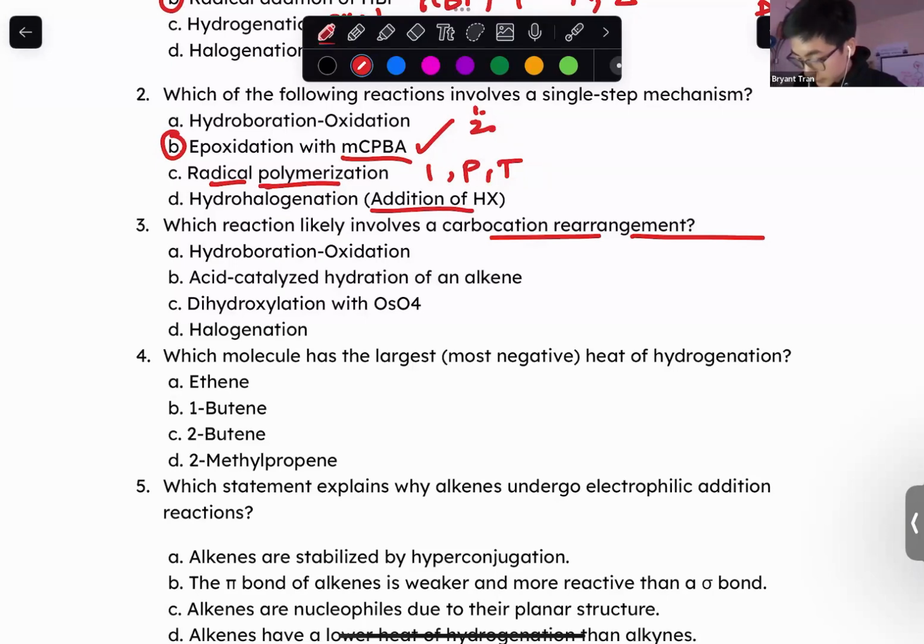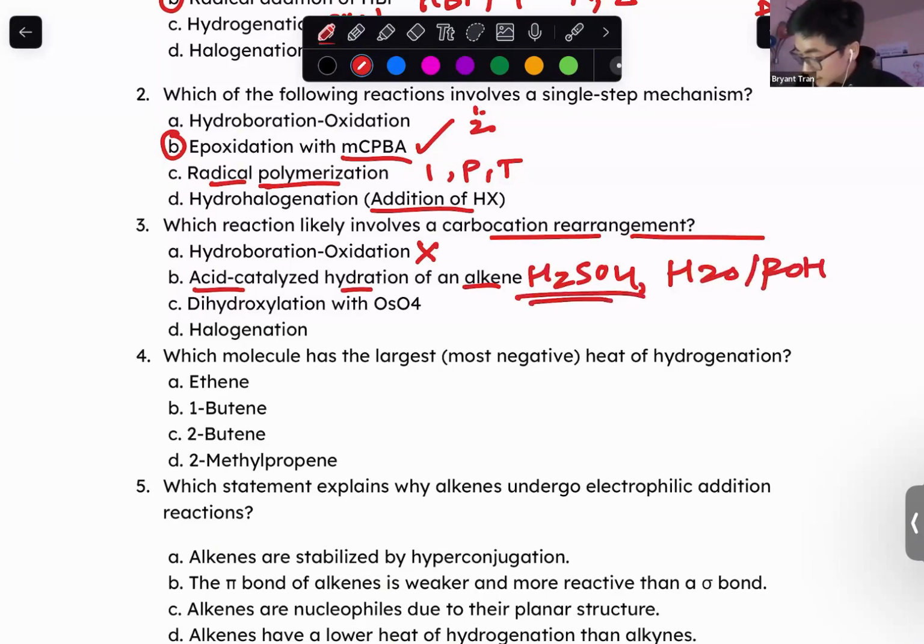So this one here, you have to be familiar with the mechanisms of each reaction. Hydroboration oxidation will not form a carbocation intermediate. An acid catalyzed hydration of alkene, that's going to be the reagents H2SO4 and either water, H2O, or alcohol, ROH.